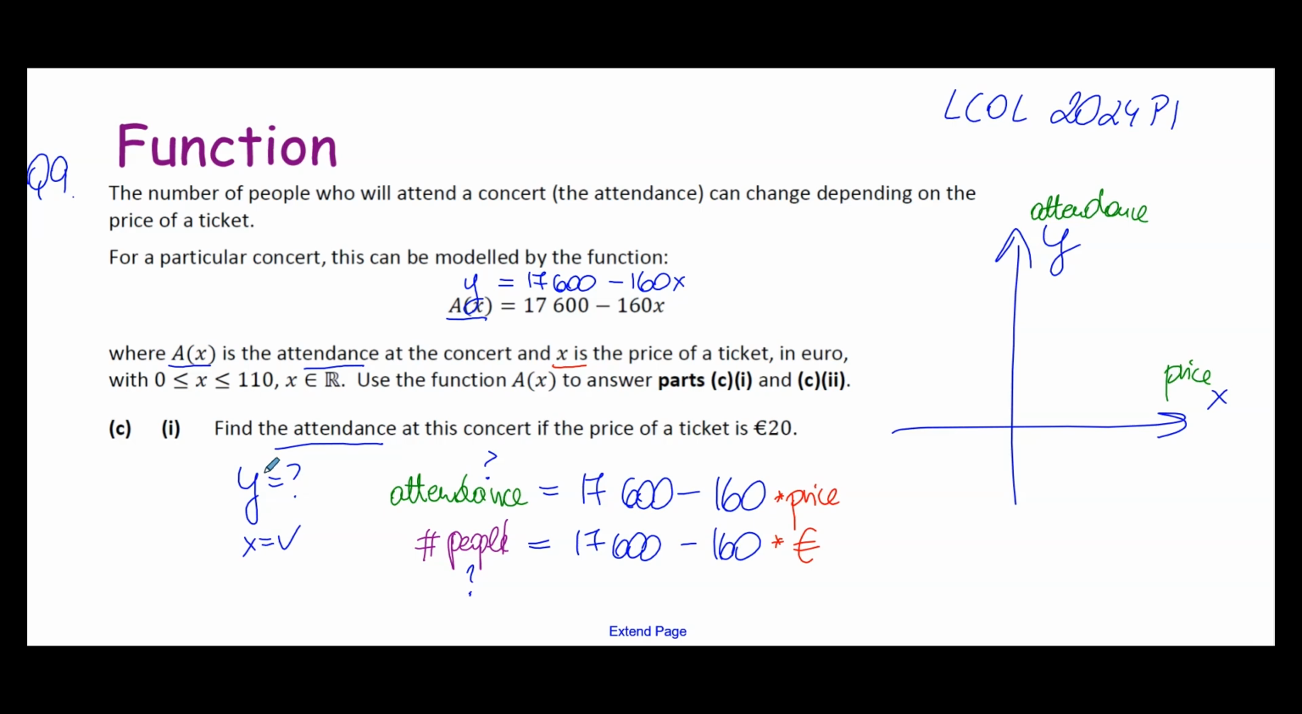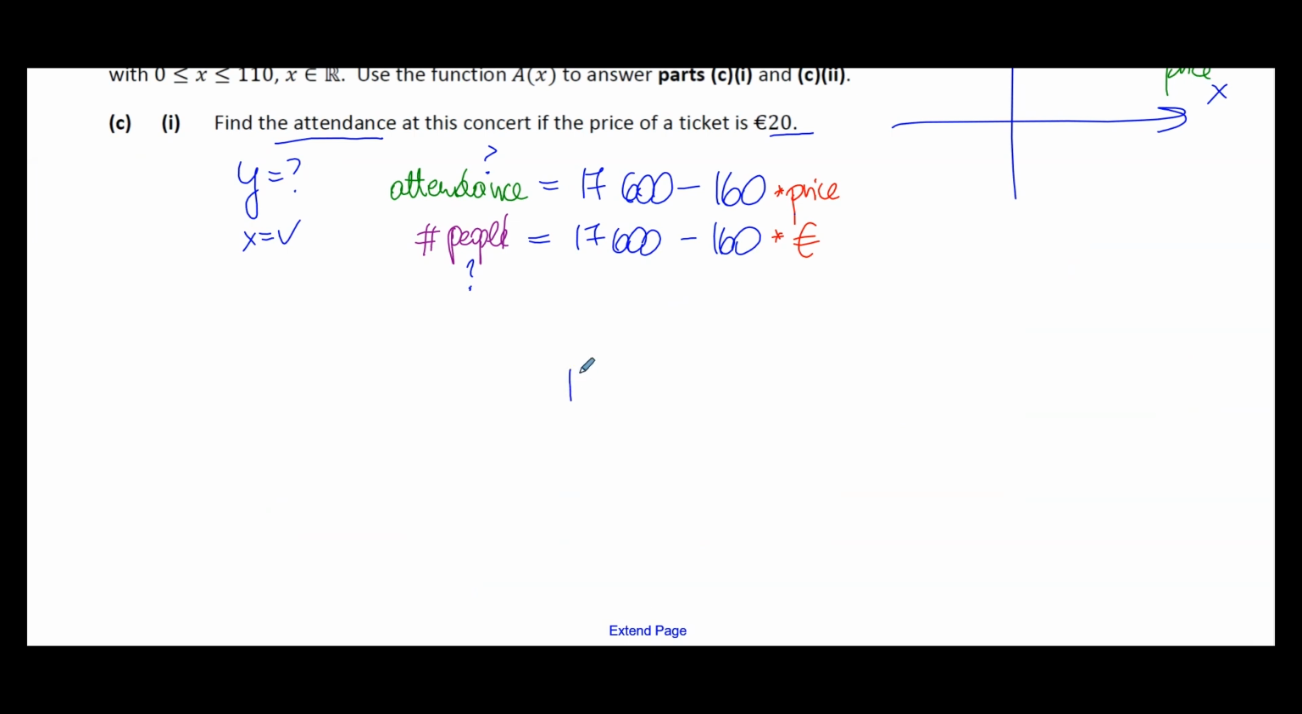And they are saying, what is the attendance when the price is 20? So basically we replace price with 20. So 17,600 minus 160 multiplied by the price of 20. We put all of that in the calculator, we press equal, and we get 14,400. Yeah, so don't forget that's what function is about. X and Y value, that is a very typical part in your exam.